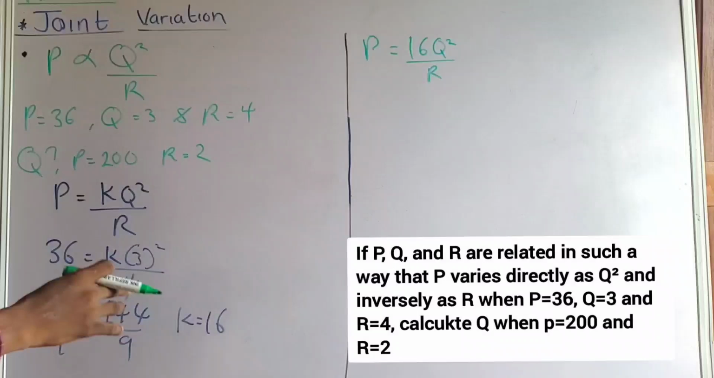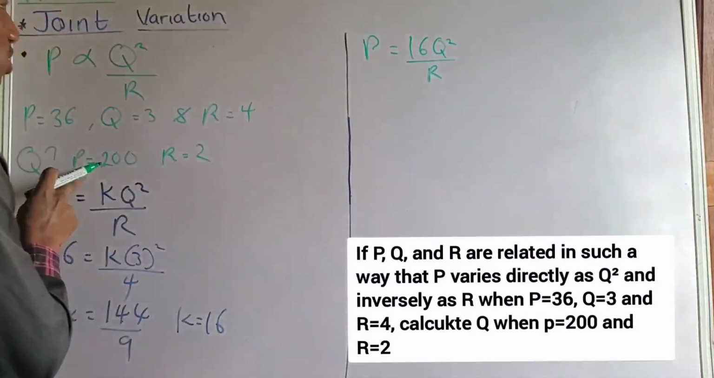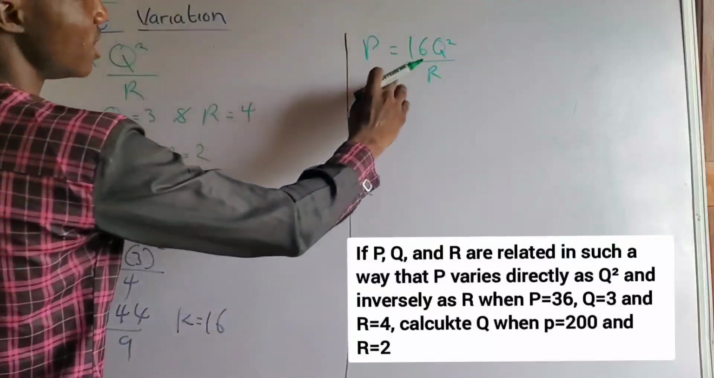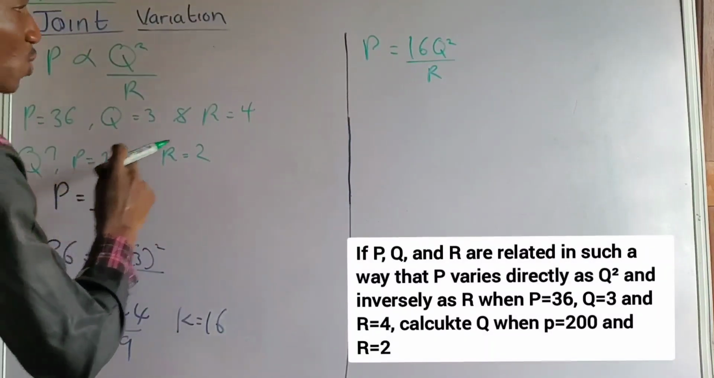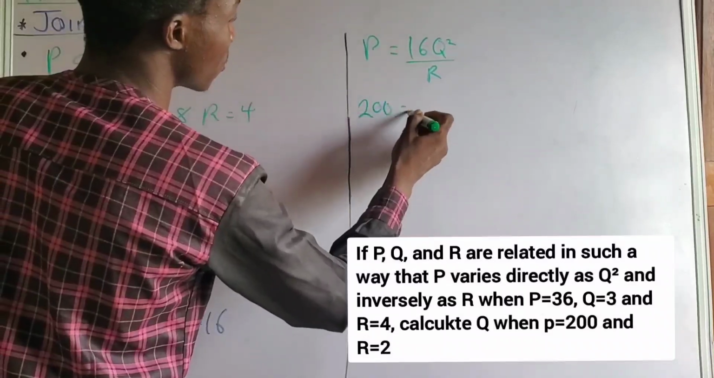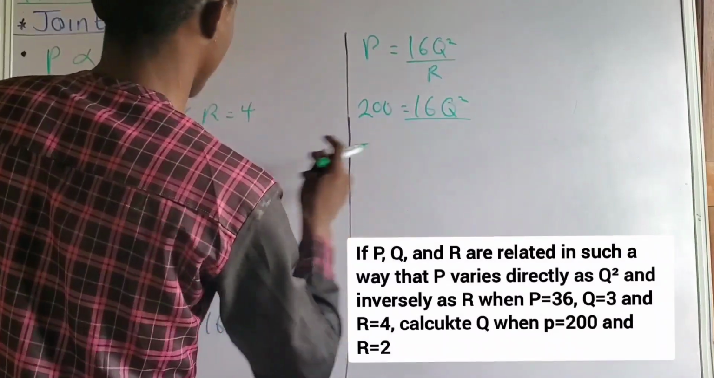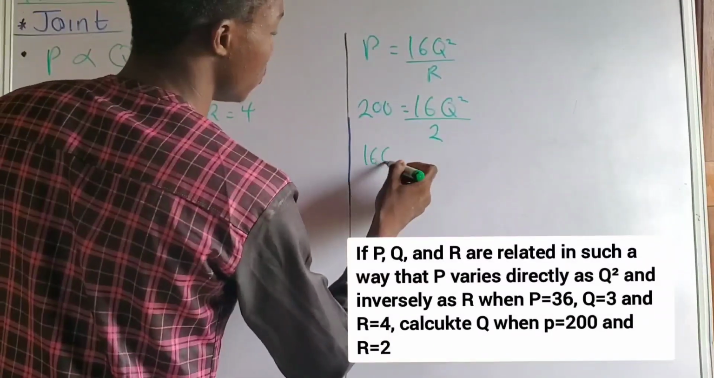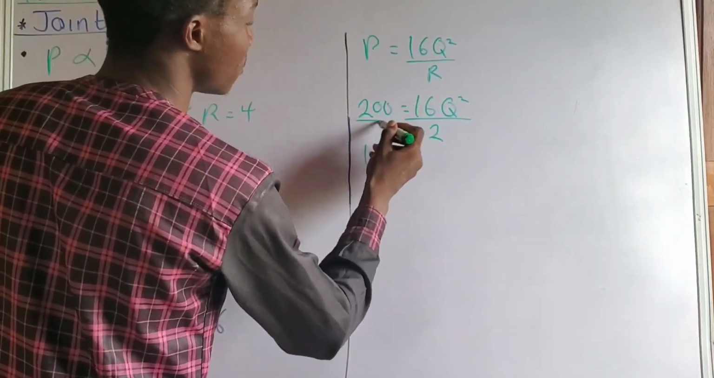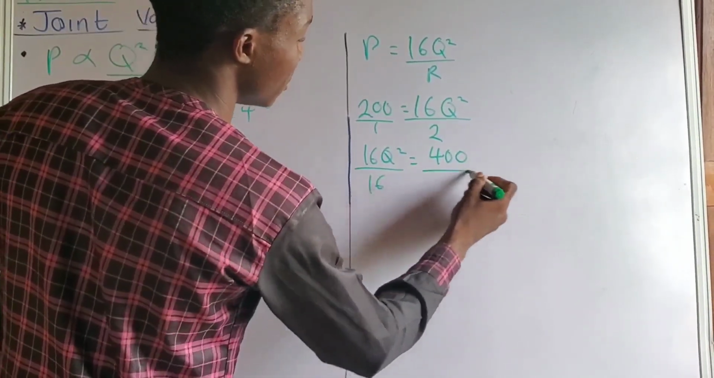Now, we were told to find the value of Q when P is this and R is this. So just substitute the value of P and R into this equation and then solve for the value of Q. P is 200, so I'm going to have 200 is equal to 16 multiplied by Q squared, all over R. R is 2, don't forget, so I'm going to have this over 2. So 16Q squared is equal to 200 over 1. 200 times 2 is 400, so I'm going to have this over 400, this over 16, and this over 16.